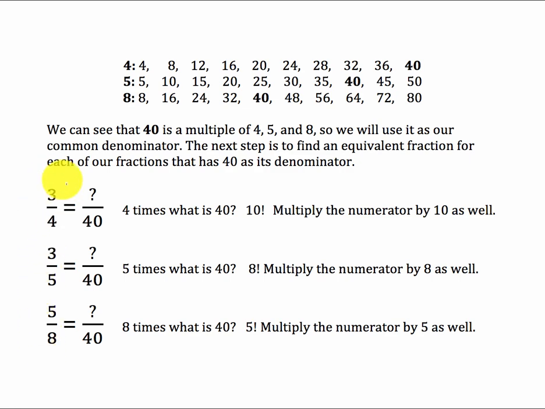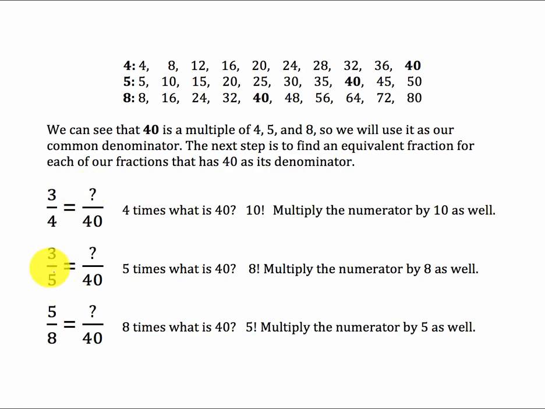So I want to turn 3/4 into an equivalent fraction that has 40 as a denominator. So the initial denominator is a 4. So how can I turn 4 into 40 by multiplying? Well, 4 times 10 is 40. So then what I would do is if I multiplied the denominators by 10, I also have to multiply the numerators by 10 to keep it an equivalent fraction.